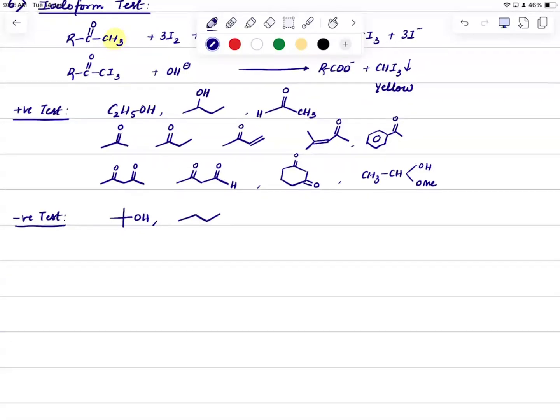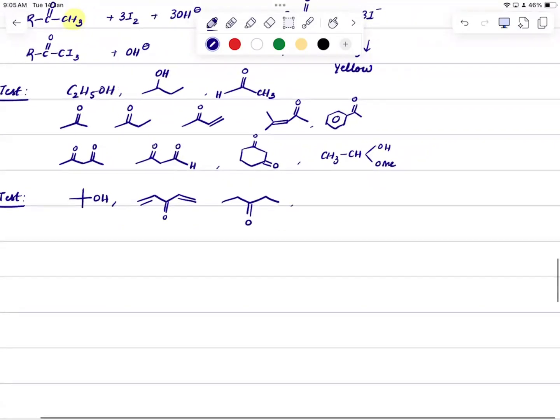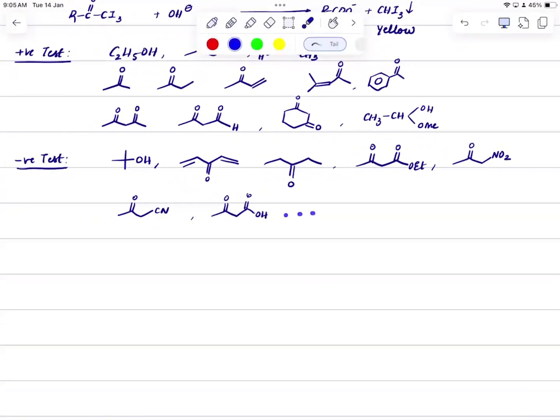Clear? If you have a double bond O here, but with groups on both sides like this, it is negative. Even if you have it this way, it is negative. Then, if you have double bond O and OAc, this is negative. If you have double bond O and NO2, this is negative. If you have double bond O and cyanide, or double bond O and OH, an acid, all of these will give a negative test.